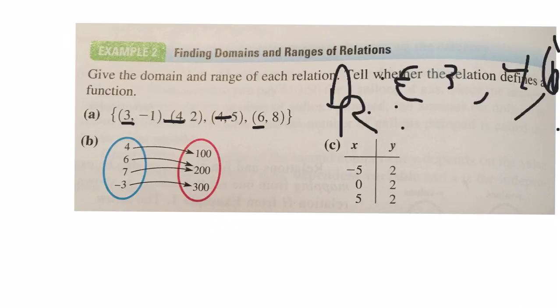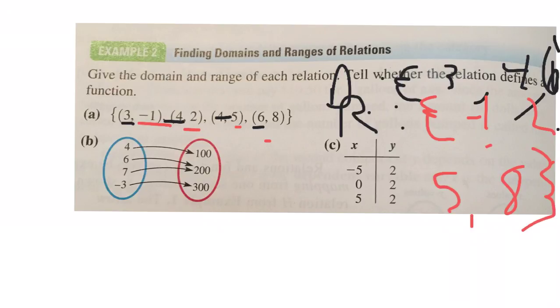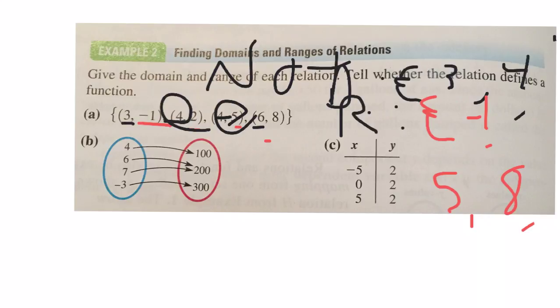And the range would be -1, 2, 5, and 8. So squiggly brackets, -1, 2, 5, and 8. And since the x value of 4 repeats, part A would not be a function. So let me erase this and we'll move on to part B.